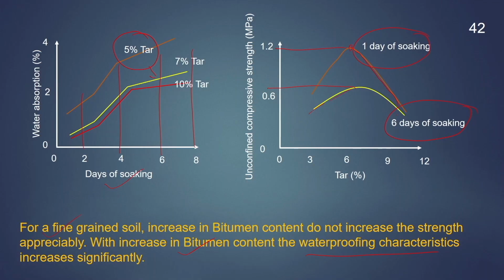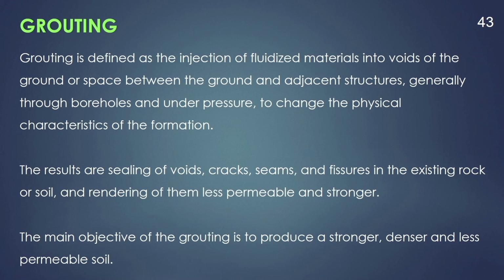Generally, all the processes which I have discussed so far, that is cement stabilization, lime stabilization, fly ash stabilization or bitumen or tar stabilization, are performed at a shallow depth. But when we need to increase the strength up to a larger depth, then we can go with the grouting method. Grouting can be defined as the injection of fluidized materials into the voids of the ground or the space between the ground and an adjacent structure, and generally it can be done through boreholes or injected under pressure to change the physical characteristics of the formation.